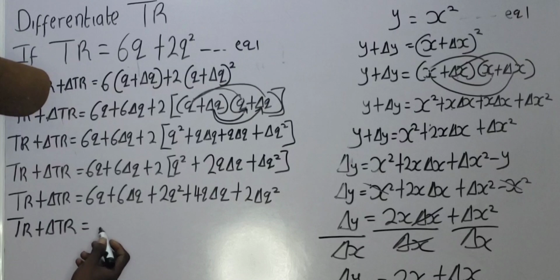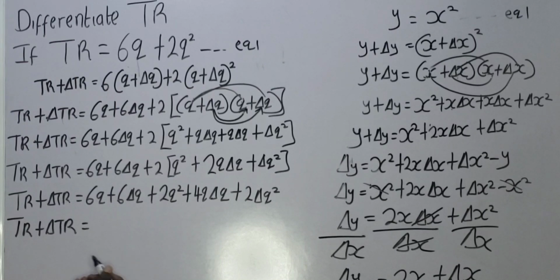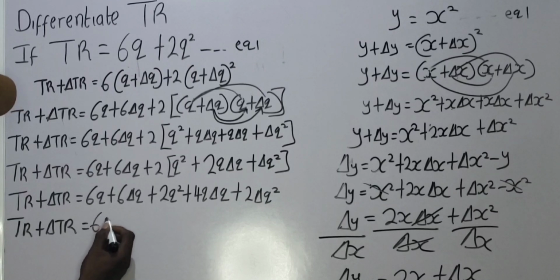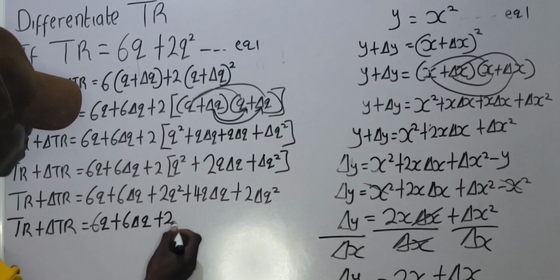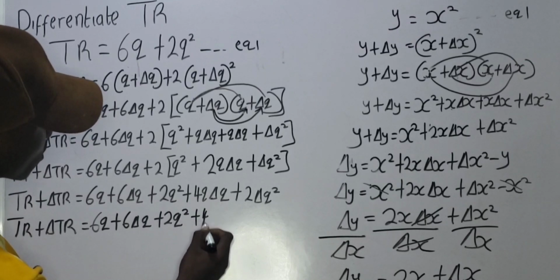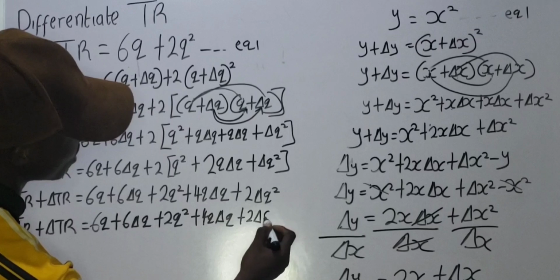now is there any like term? Is there any like term here? We have 2q squared. There is no like term. So let's proceed. For this, I'm going to have 6q plus 6 delta q plus 2q squared plus 4q delta q plus 2 delta q squared.